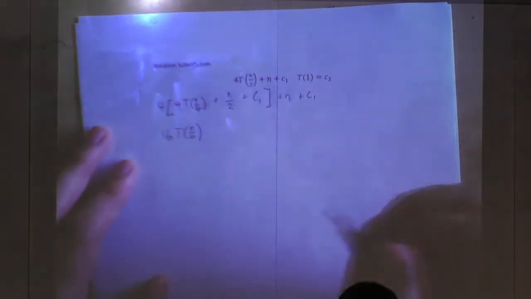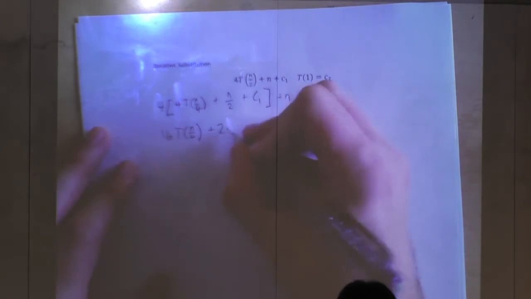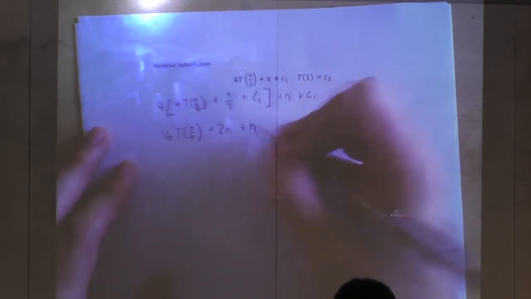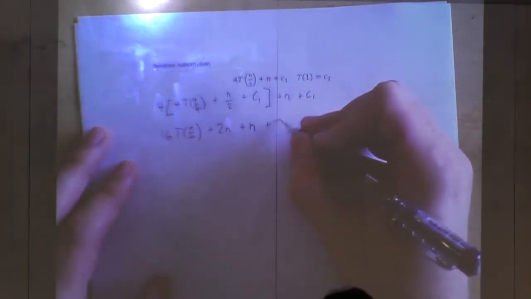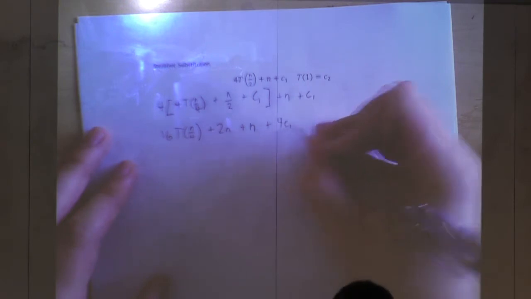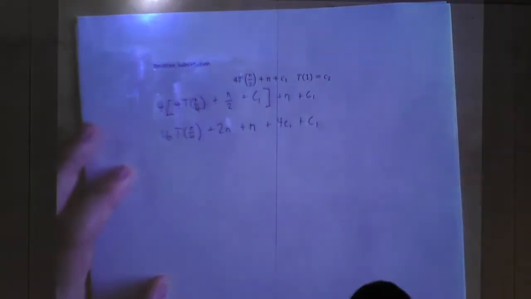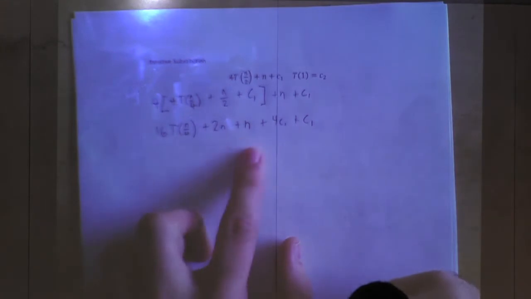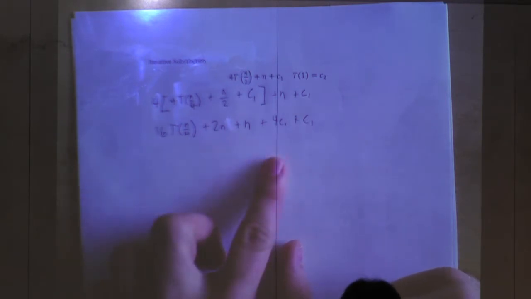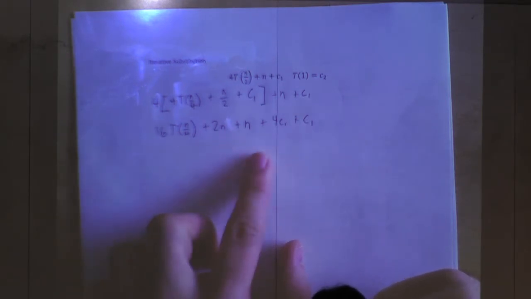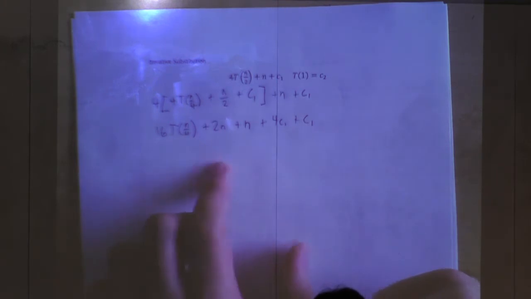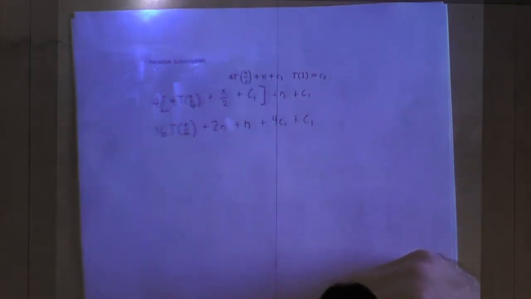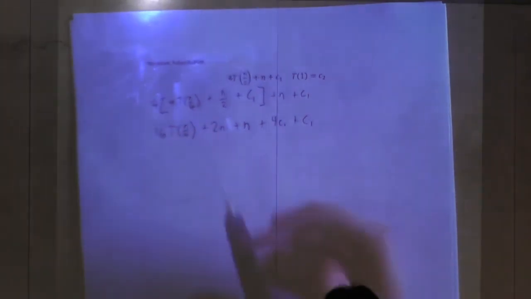And then we're going to have plus 2n plus n plus 4c1 plus c1. Okay, now you can combine these terms, but actually it will probably be easier to figure out what the pattern is if you leave them separated for now, because if you try to combine them, it'll be harder to see what the pattern of each increasing step is going to be in terms of n and c1.